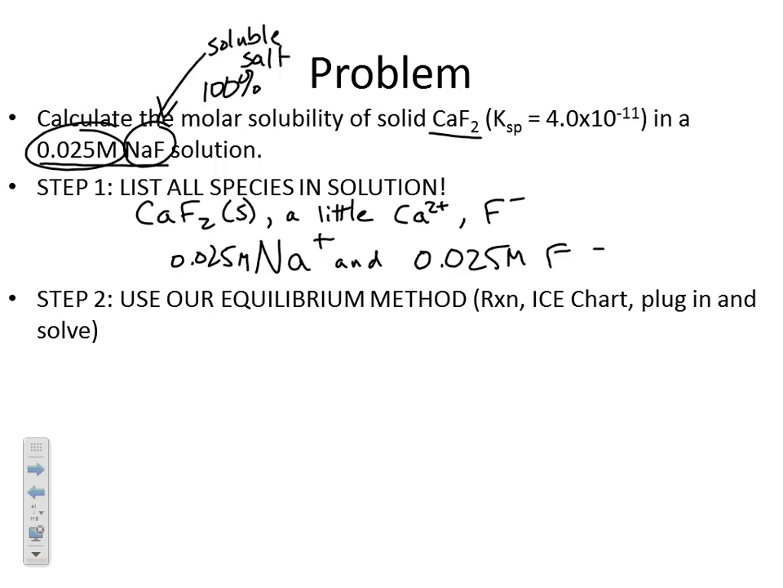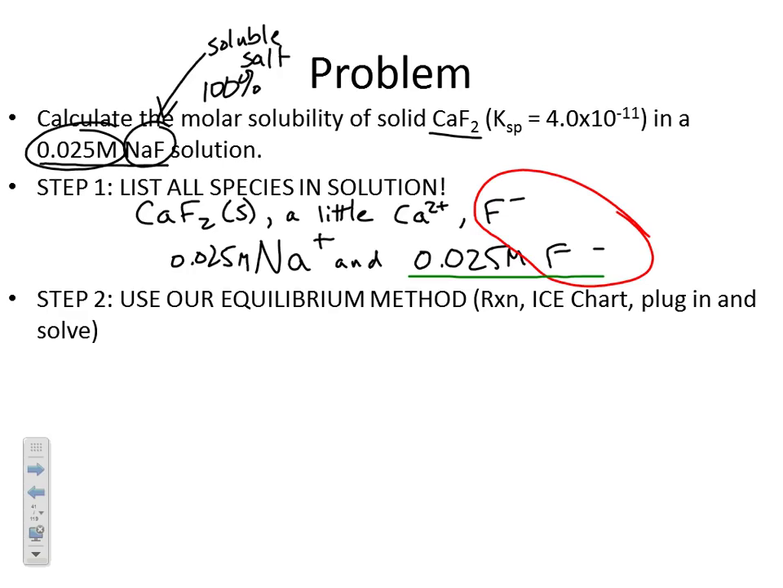Now, the reason I'm making this list is so that I can see what the common ion is here. The common ion becomes pretty apparent because I'm going to have fluoride from the calcium fluoride dissociation, and I'm also going to have fluoride from the sodium fluoride being put into this solution. So the fluoride in this case is the common ion. And by making this list, I have very clearly identified exactly how much fluoride I have.